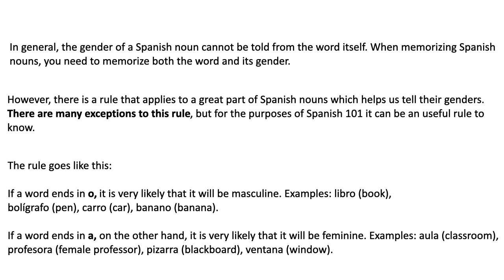Examples we have: libro, I just told you, that's masculine. We have bolígrafo, that means pen, and it's also masculine. We have carro, a car is also masculine, or banano, that's a banana, and it's also masculine.